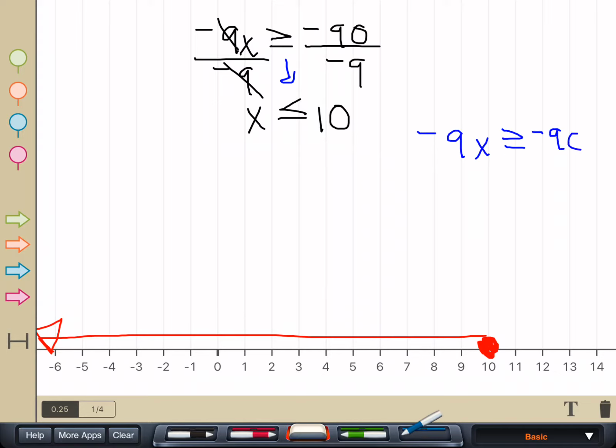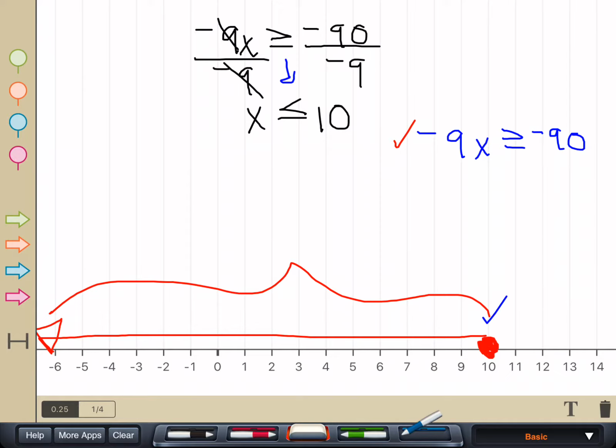There it is. Now, what we have below here is telling us that any value that is 10 or less will make this statement true when we substitute for x. Okay? So let's try this out. Let's try using 10. So let's think this through. If x is going to be 10, I'm going to end up with negative 9 times 10, which is negative 90. And negative 90 is greater than or equal to negative 90. So 10 works. Okay?